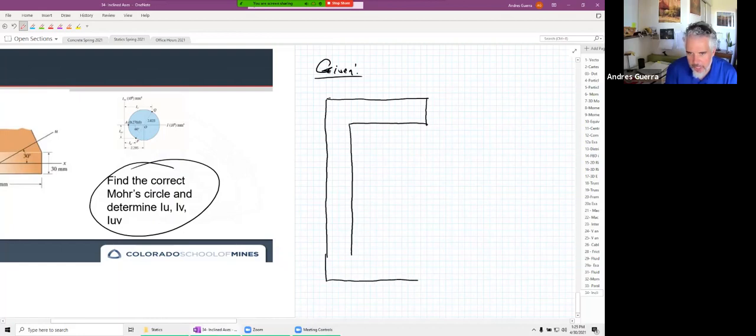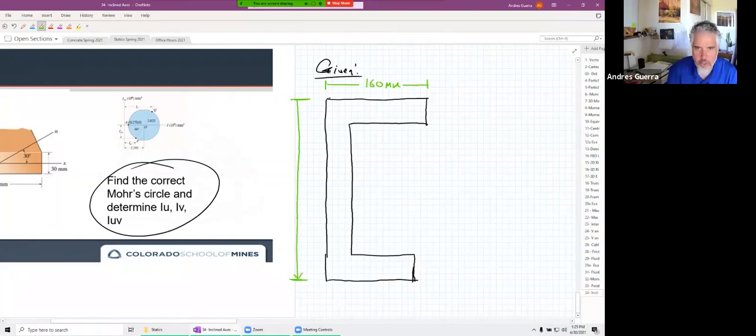But the bottom of the C is shorter than the top of the C right there. And then they give us some dimensions here. Like they tell us that this distance right here is 160 millimeters. The whole height of this thing, all the way from the top to the bottom, is equal to 200 millimeters. The horizontal distance along the base here is 120 millimeters.